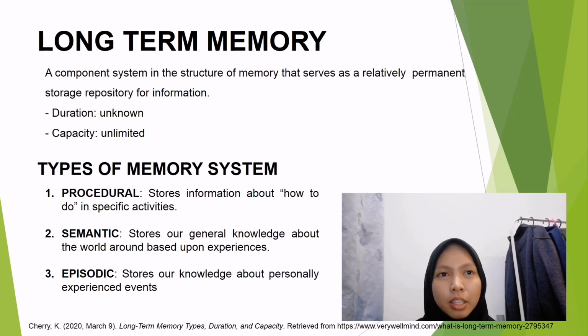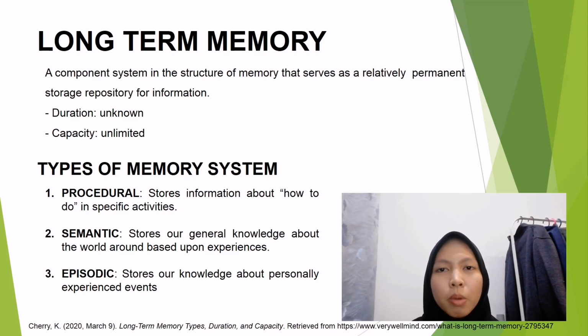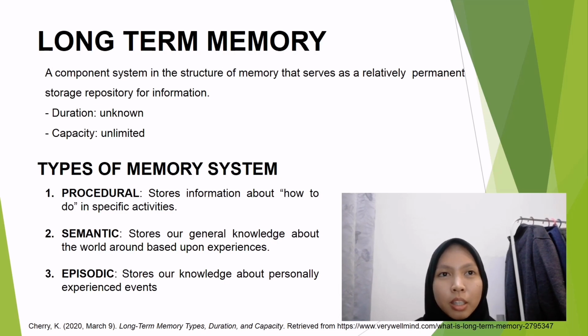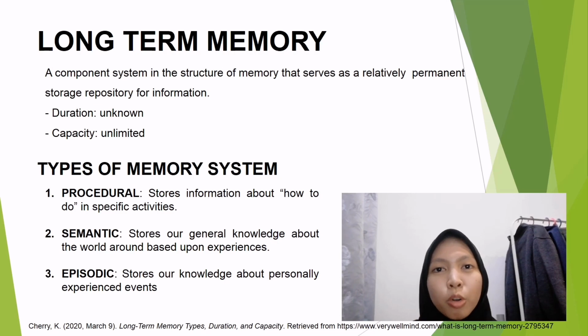Second is semantic, which stores our general knowledge about the world around us based upon experience. So semantic is that everyone knows football is dominated by men, and also everyone knows Cristiano Ronaldo is a professional footballer. Okay, third is the episodic system, which stores our knowledge about personally experienced events. So if you can remember your first sport shoes color, that is an episodic memory.